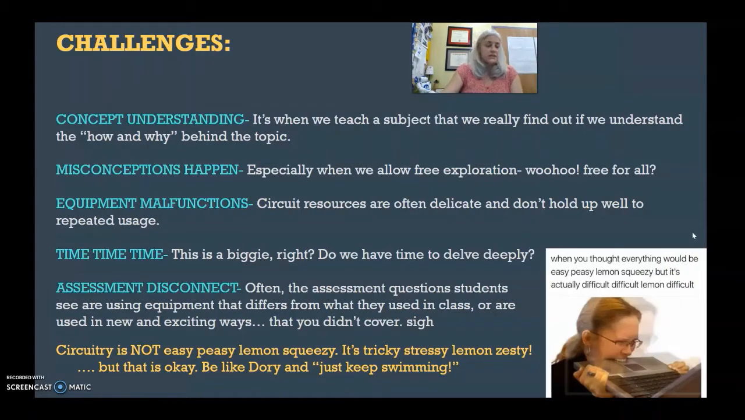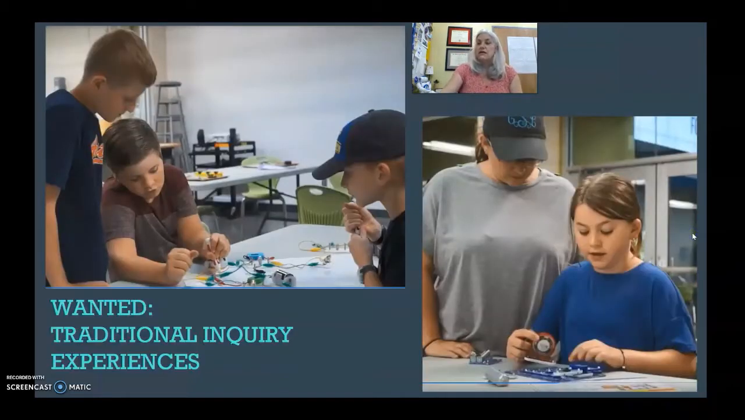Yes. Circuits is not easy, and you're never going to be perfect. There are always going to be challenges. One I want to focus on, like I said, is that disconnect between what you do and what you're assessing. They still need to have those traditional inquiry experiences. They need to have open-ended and guided experience.